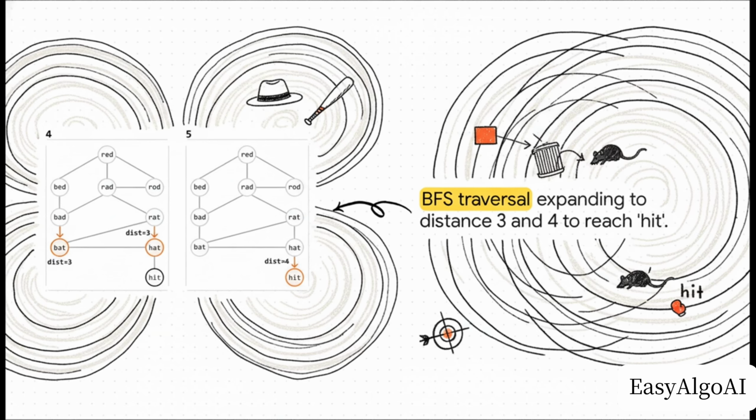And finally, at distance 4, boom, our search locates the target node, hit. Because we started counting our distance from 0, we just add 1 to include the starting node itself, which gives us a total shortest transformation sequence length of exactly 5 words: red, rad, rat, hat, and hit.